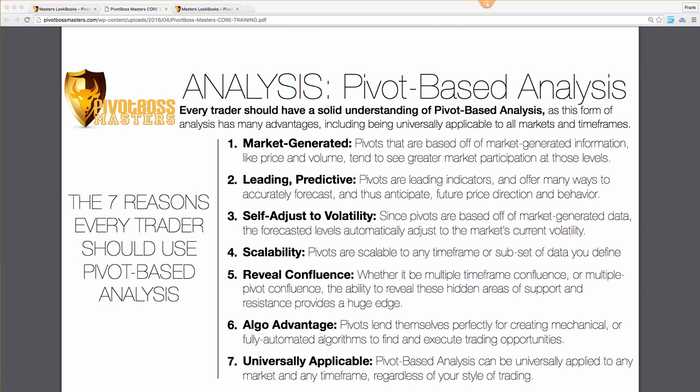So we have to be able to identify and forecast when they're coming. And that's what these tools allow you to do. So there's so many great advantages to using pivot-based analysis. And that's why I'm really a great proponent for them. But you have to know how to use them properly.